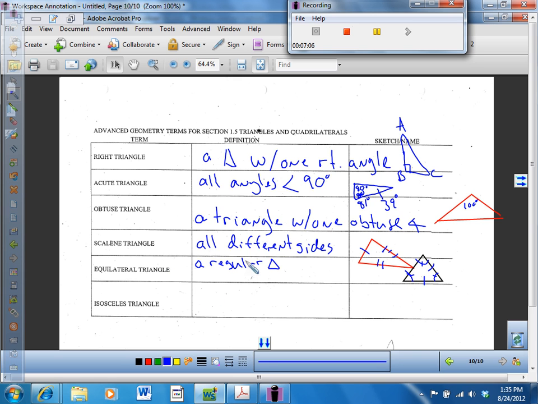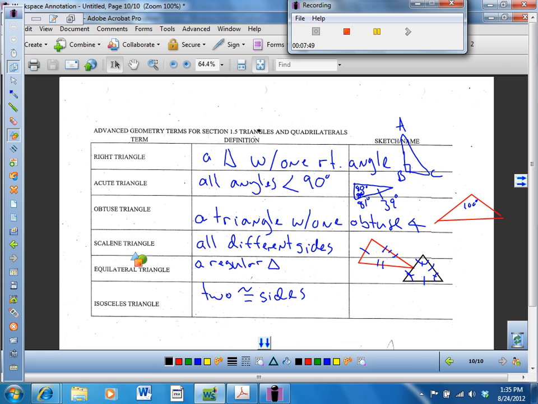Okay. Who can tell me what isosceles is? Someone else? Time to participate. Okay, Stephanie. Exactly two sides that are the same. Okay? So a triangle with two congruent sides. And you may know already that the angles are congruent, but we're not talking about that yet. So two congruent sides. Let's see if I could draw a picture. Isosceles.